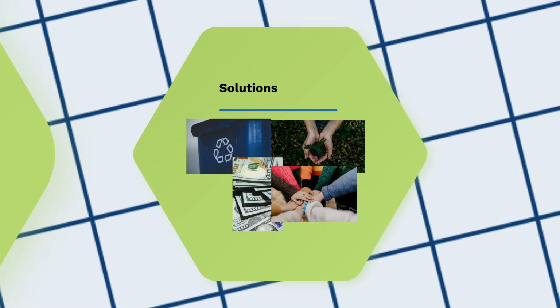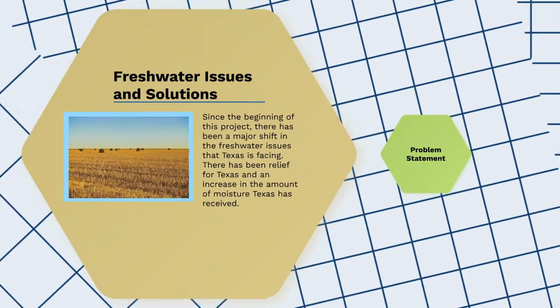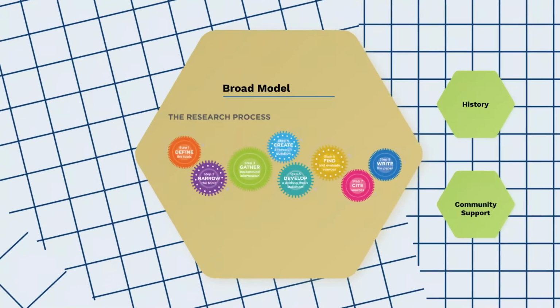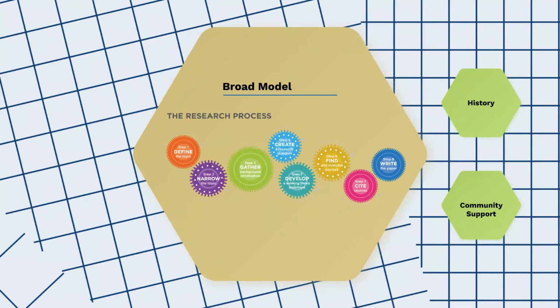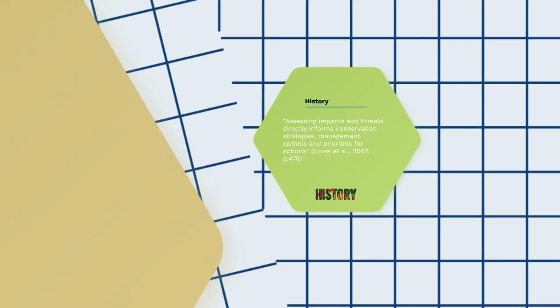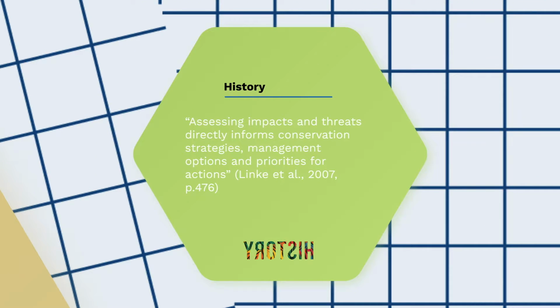What are some of the issues related to fresh water, and what can be done to reuse, recycle, or influence the use of water? The two disciplines that I will be using in this paper are history and community support. These things will heavily contribute to efforts being made to change the ongoing problems with freshwater in Texas. According to an article in Freshwater Biology, assessing impacts and threats directly informs conservation strategies, management options, and priorities for action. This is directly linked to interdisciplinary research by understanding that the issue is caused by many problems, and the more people that use their perspective to research the problem, the more likely we'll be able to find a solution.